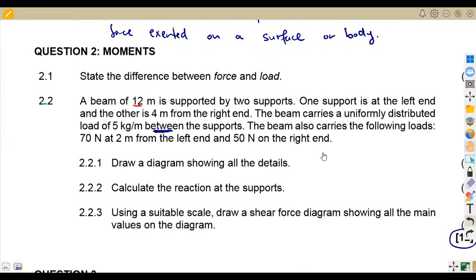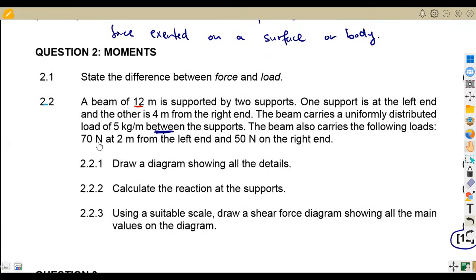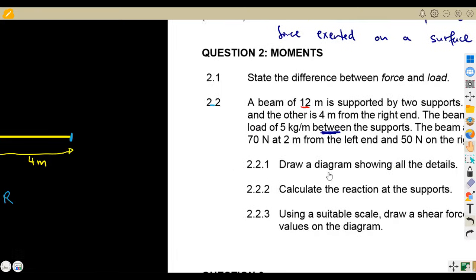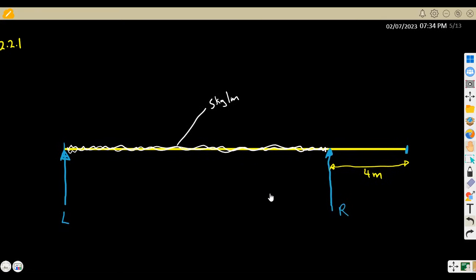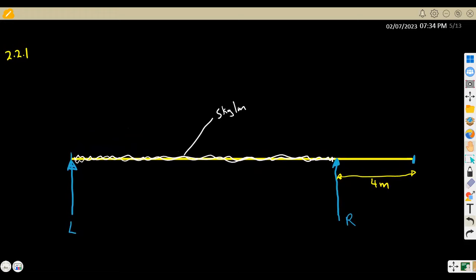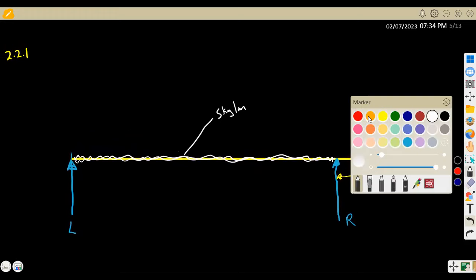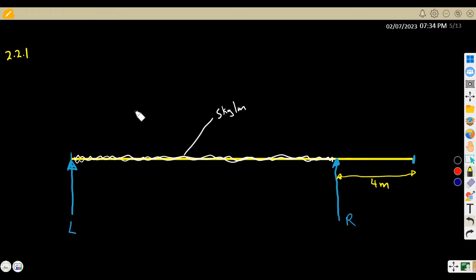Then also the beam carries the following loads: 70 Newton at 2 meters from the left. Take note, it is 2 meters from the left. This is our left side. So 2 meters from the left going to the right, there is a load that we are given in this case of 70 Newton. So you can just have our 70 Newton here. And we are given that the distance in between here is 2 meters.